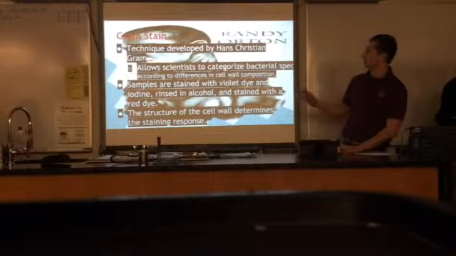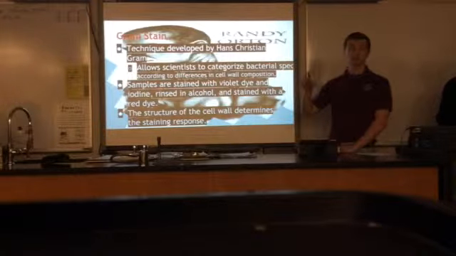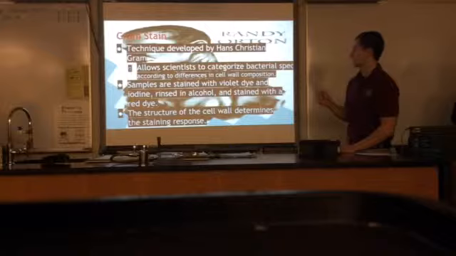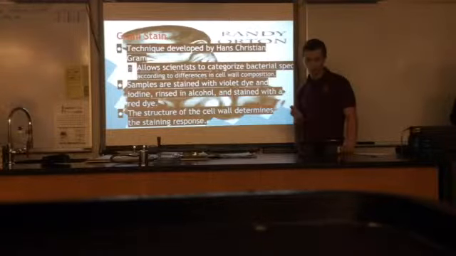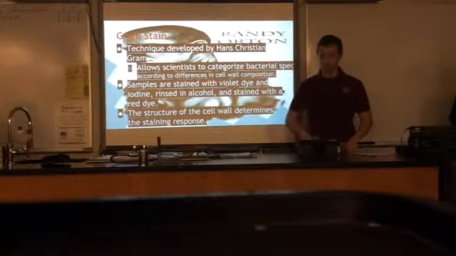Okay, so how exactly do we know which shape the prokaryotes take? We use a thing called Gram stain, which was developed by Hans Christian Gram. It can categorize bacteria based upon their cell wall composition. Samples are stained with a violet dye and iodine, rinsed in alcohol, and then stained again with a red dye. The structure of the cell wall determines the staining response.